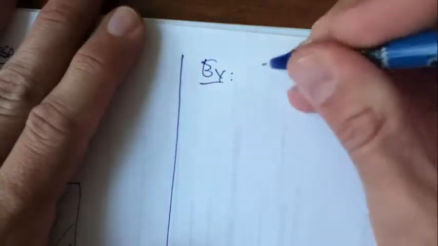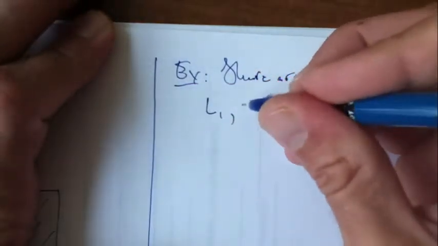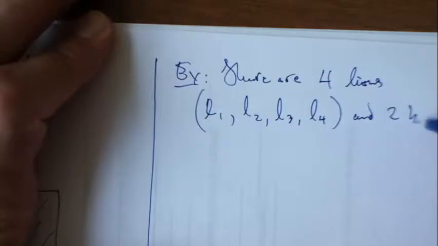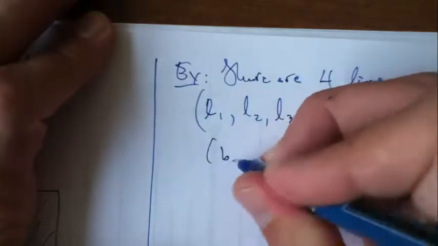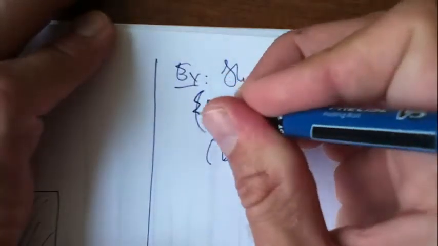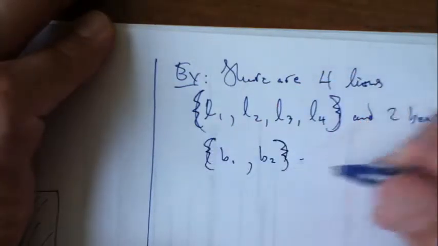Suppose there are 4 lions. Let's name them L1, maybe we'll give them little names, L2, L3, and L4. And 2 bears. Okay, what do you think we'll call them? B1, B2. Okay. And maybe actually we should probably think of them as a set, so we'll use braces.